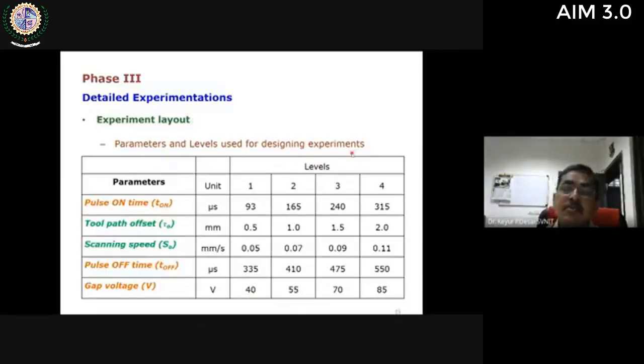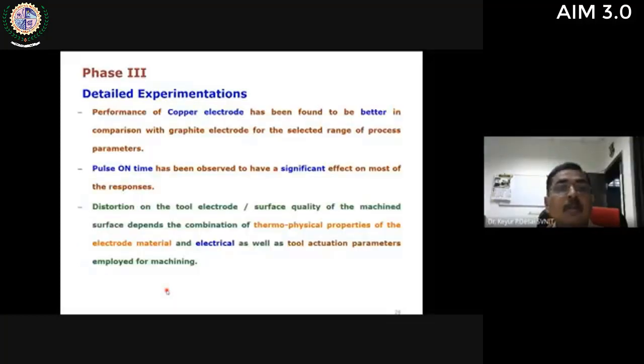Parameters and levels used for designing the experiments, these are all 5 parameters, 4 different levels as discussed earlier. They are pulse on time, tool path offset, scanning speed. These 2 are orbital parameters, and these 3 shown in light orange color, they are electrical parameters. Moreover, we carried out the same thing using 2 different tools.